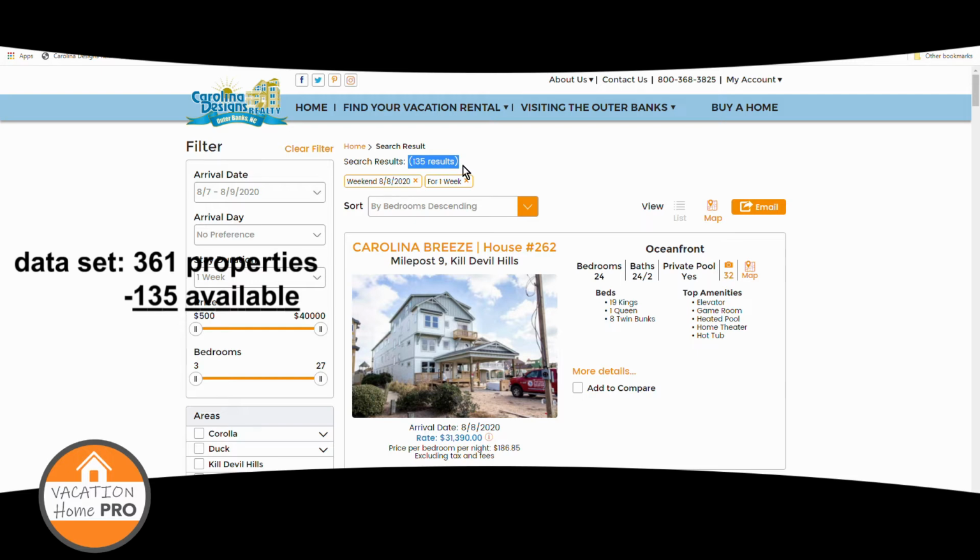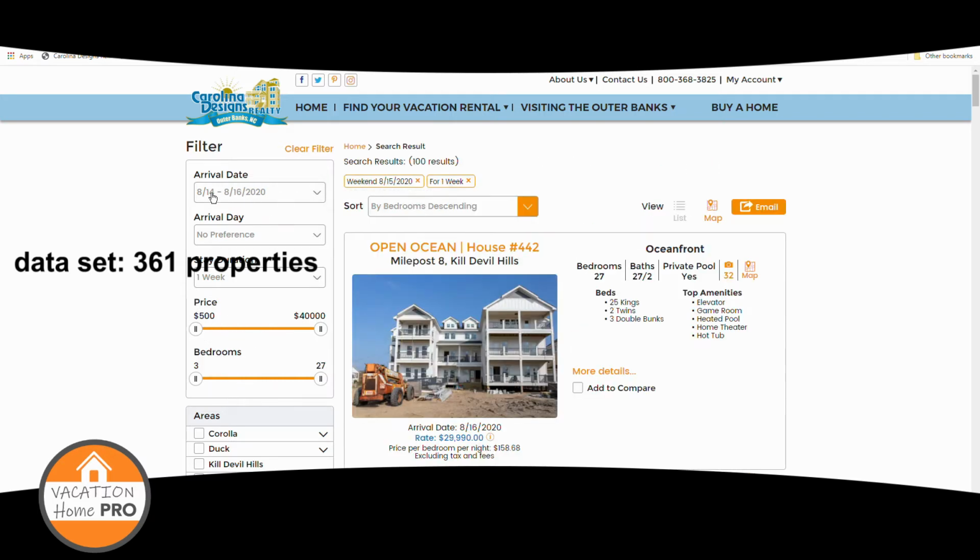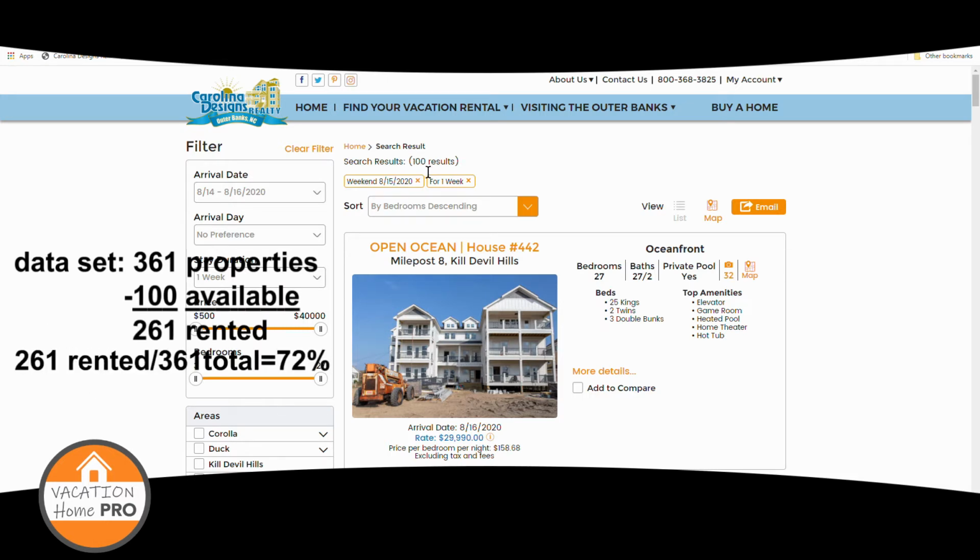So with the total number of the properties in the data set, 135 are available. That will tell us the number that are rented, and then we can calculate the occupancy rate. And then we would do that week by week. So we go to the 8/14 date, and there are 100 available. So 261 are rented, and that gives us a different occupancy rate.